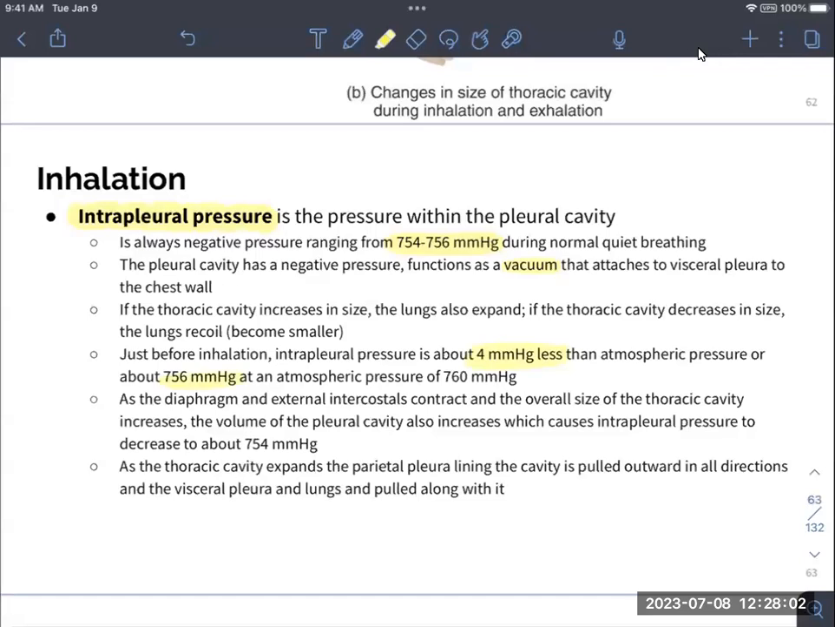When that diaphragm contracts, those external intercostals contract, that thoracic cavity gets larger. Those lungs are going to increase in size, but that pleural cavity, that volume in there also decreases, sorry, to 754.